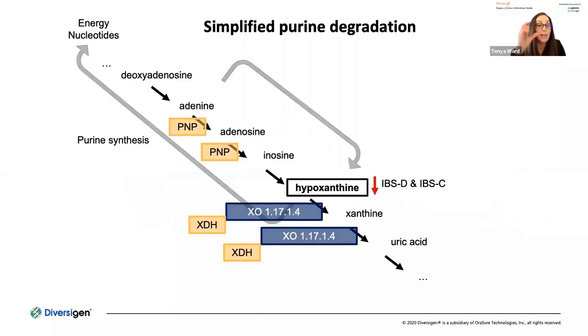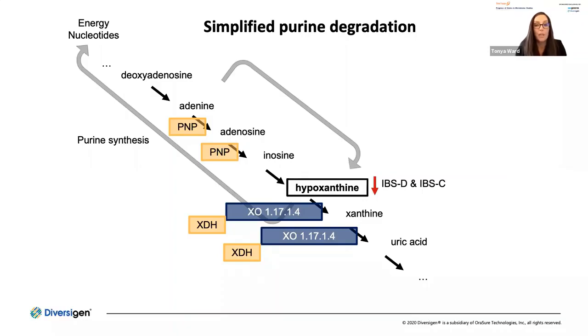So we know that the hypoxanthine is decreased in the stool via metabolomics in IBS and IBS-D. We know that the gut microbiome has an increase in the amount of genes for xanthine dehydrogenase. We also know that the host, so intestinal epithelial cells, have an increased amount of PNP being transcribed and also an increased amount of xanthine dehydrogenase being transcribed. So if we put this all together, we actually have a new potential target pathway for treatment of IBS.